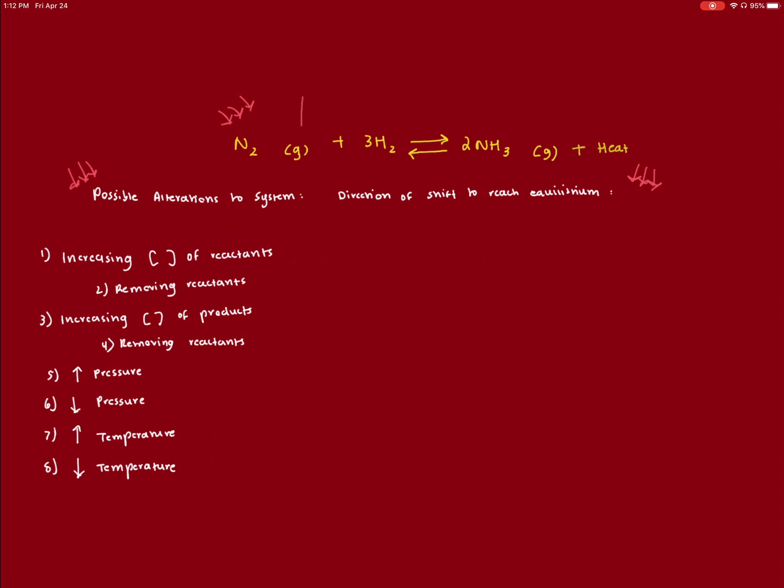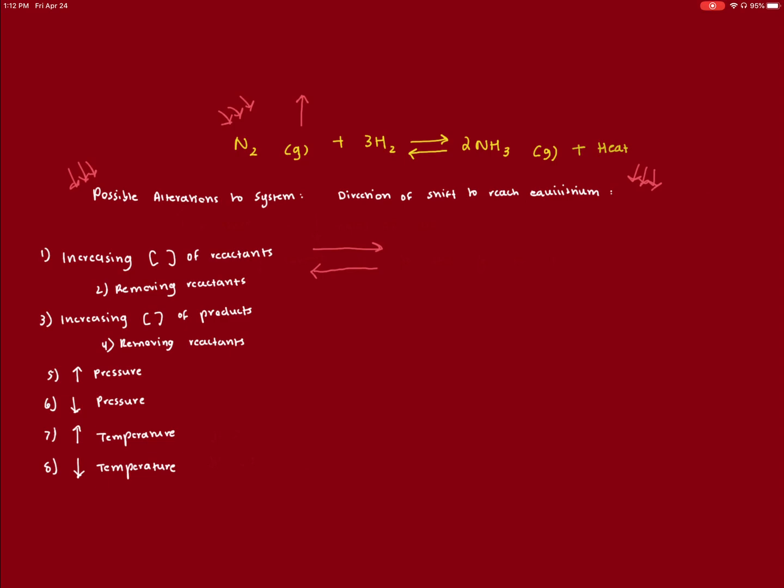So if we increase the concentration of the reactants, that means that we're going to see a shift towards the products in order to make up for the loss of products that is caused by the increase in reactants. And if we remove the reactants, we're going to see the opposite shift. It's going to shift towards the reactants.